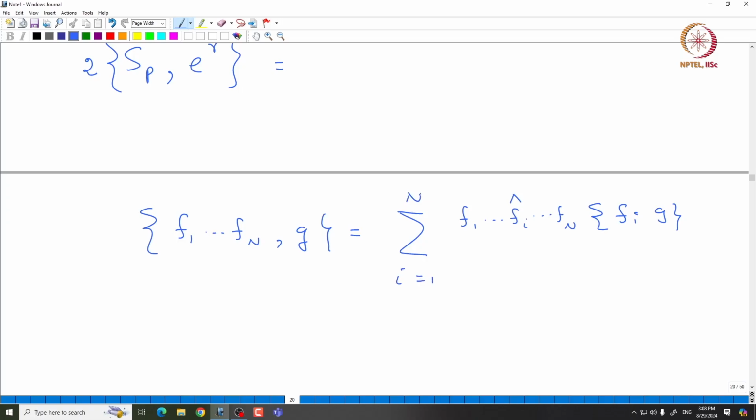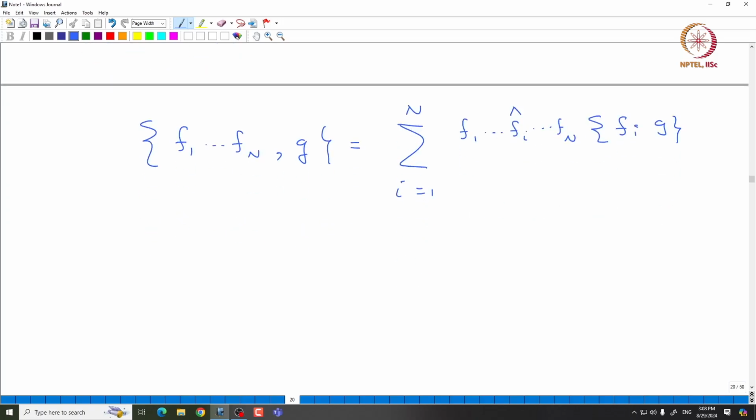This hat means you forget that F_i. So, this hat just means you omit that particular element, you omit F_i in the product. In some sense, this is just exactly the product F_1 through F_n divided by F_i.